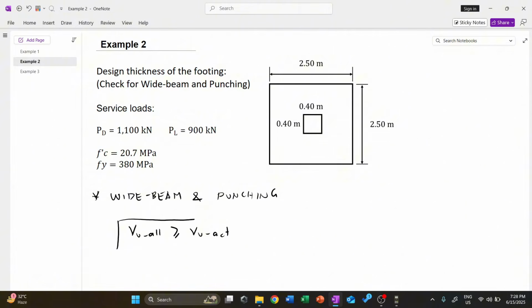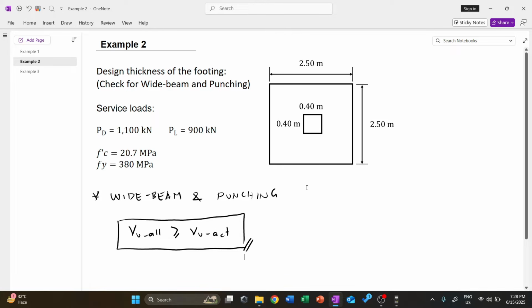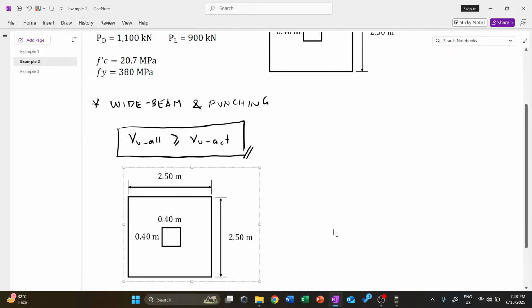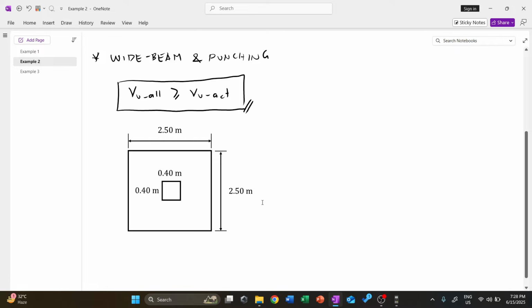Okay. So, for both wide beam and punching natin to gagamitin. Dapat pumasa siya sa wide beam and dapat siya pumasa sa punching. So, ano yung thickness kaya na gagamitin natin using these two? Okay? So, unahin na natin dito yung sa may wide beam na part. So, for wide beam, dahil square naman ito, again, kahit saang side tayo kumuha ng critical section. Okay? So, i-copy natin ito. Ayan. So, unahin natin yung sa may wide beam na part na lang.